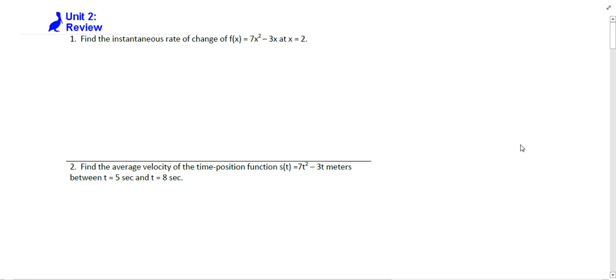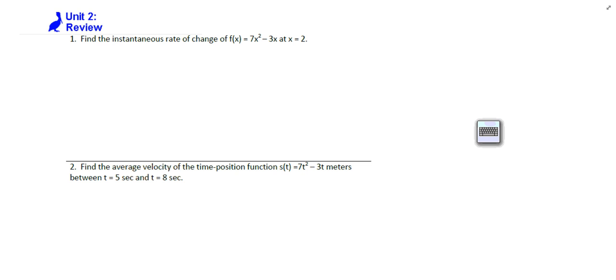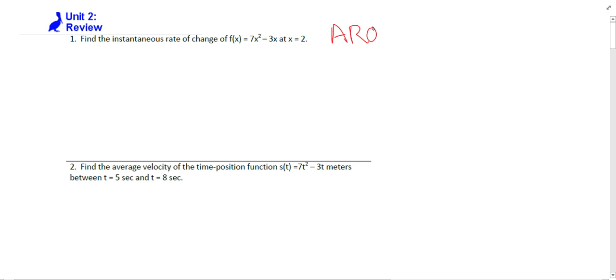Okay, let's look at the review for your chapter test, and we'll try to make maybe a couple videos to get most of the problems in. So the first couple of questions go back to the first part of the chapter, and AROC is just the slope. So we're really just thinking about delta y divided by delta x.